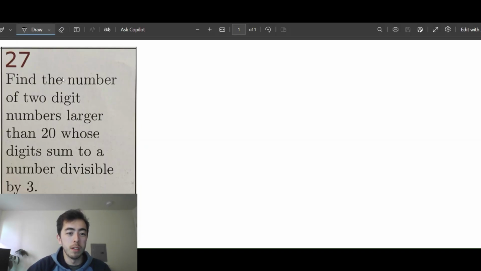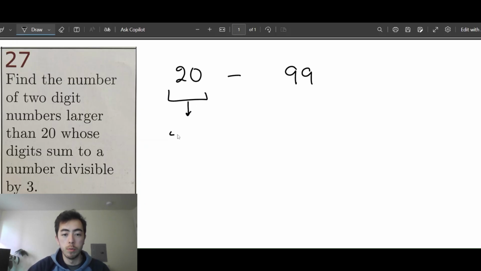So let's find the amount of two-digit numbers larger than 20. So we're looking at numbers 20 through 99, whose digits sum to a number divisible by 3. So I could sum the digits of, say, 20: 2 plus 0 is 2. I could sum the digits of 99: 9 plus 9 is 18.